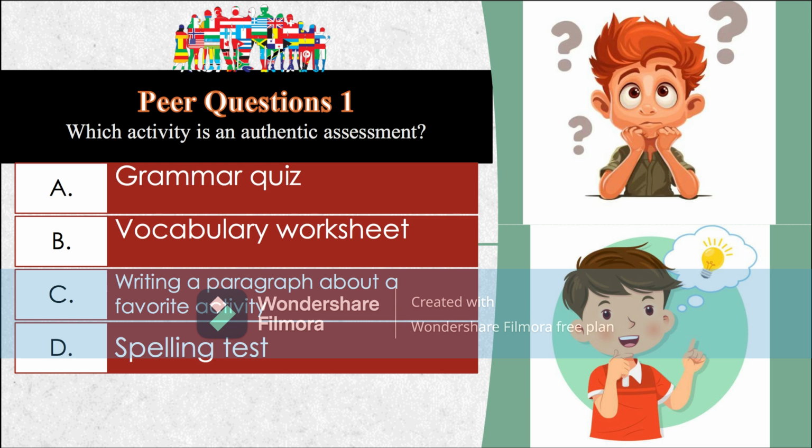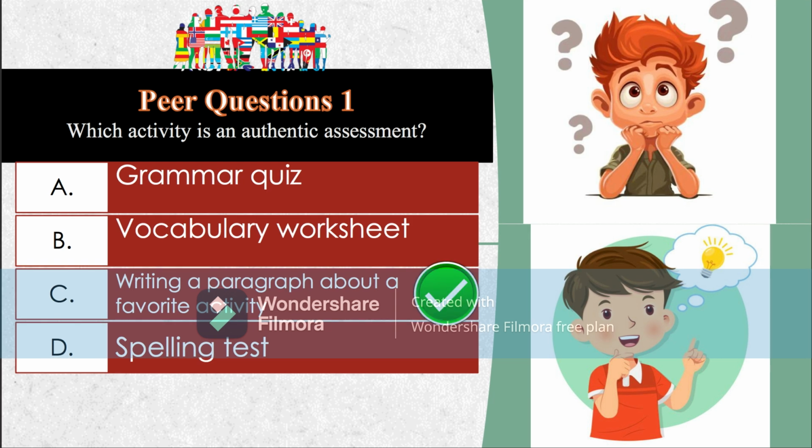Now let us practice with a few peer questions. These questions help you think about what we learned today. Question 1. Which activity is an authentic assessment? A. Grammar quiz. B. Vocabulary worksheet. C. Writing a paragraph about a favorite activity. D. Spelling test. The answer is C. Writing a paragraph, because students are using language in a real context.